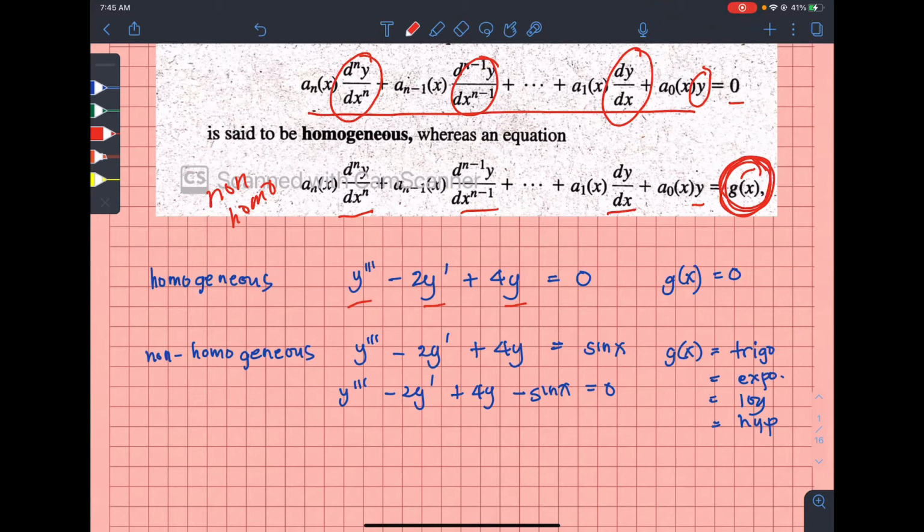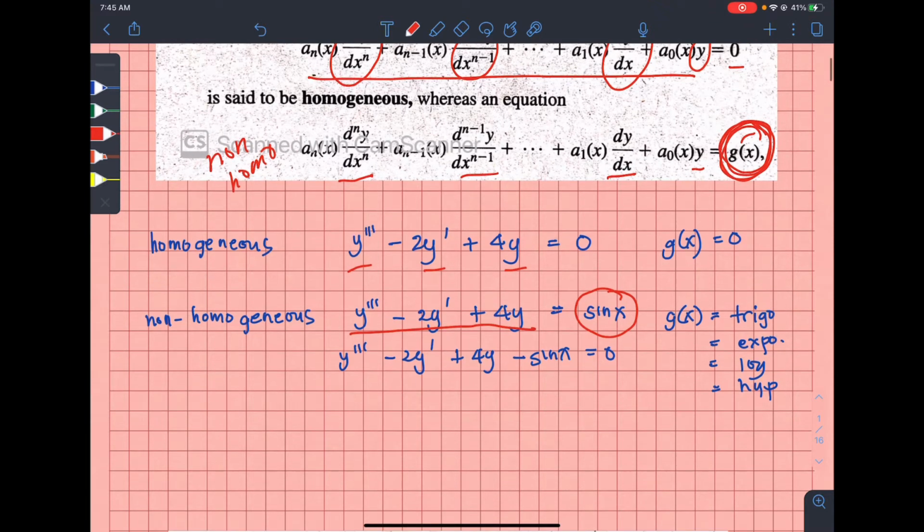But let's say we have y triple prime minus 2y prime plus 4y equals sine x. So this would be the dependent variable and its derivative, and then it contains another function, that would be sine x. Then that is considered to be a non-homogeneous equation.